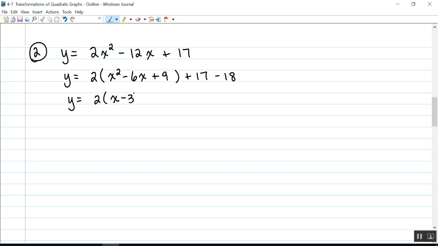That's going to be x minus 3 squared minus 1. So what this says is my vertex is going to be (3, negative 1), and this 2 out front tells me that my graph is going to be a little bit narrower than the parent function.